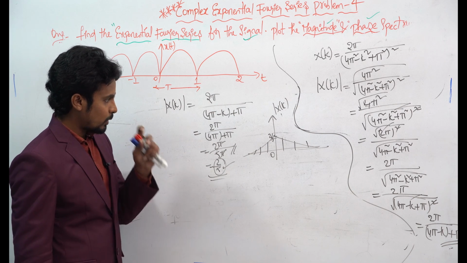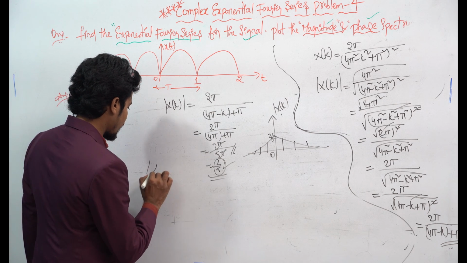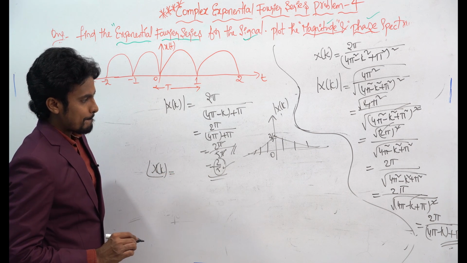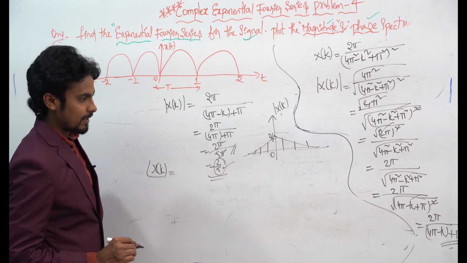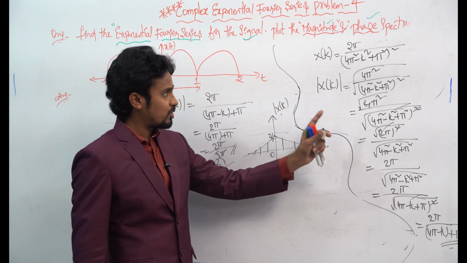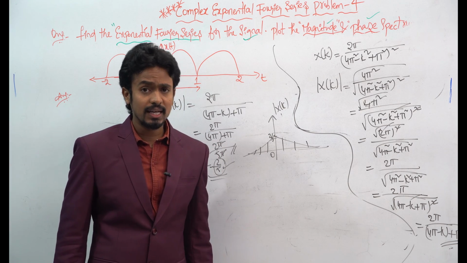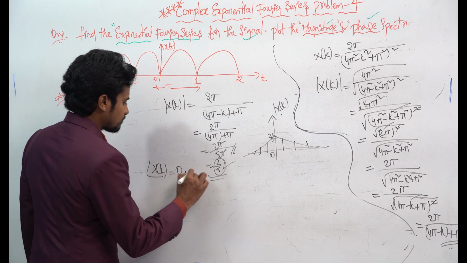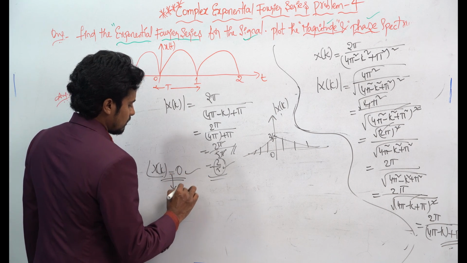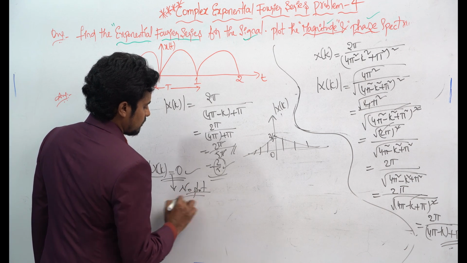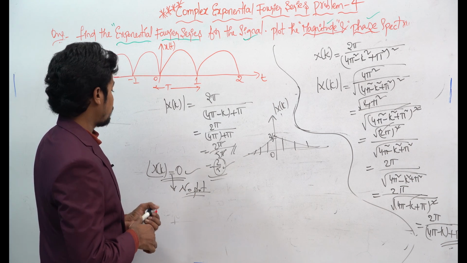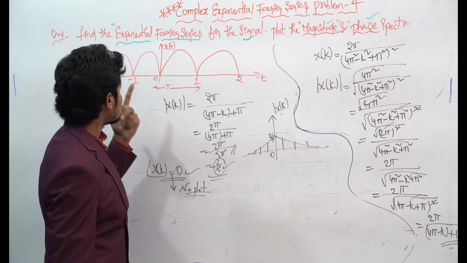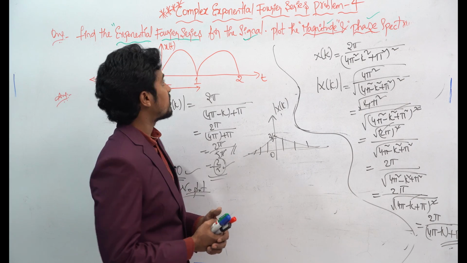If you want to find the angle, how can you find it? Angle of x of k is equal to tan inverse of imaginary part by real part. Here you can see in this expression we can't get any imaginary part, right? Hence that will be 0. You can't get any plot for the phase angle, no plot. You have the magnitude plot but you don't have the phase plot. In this way we can do the exponential Fourier series question.